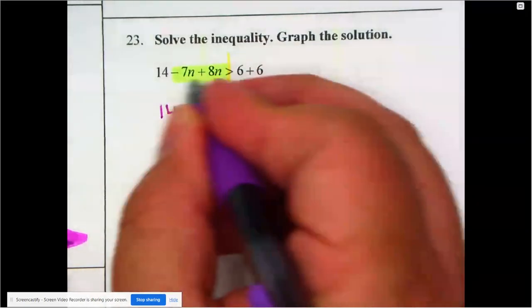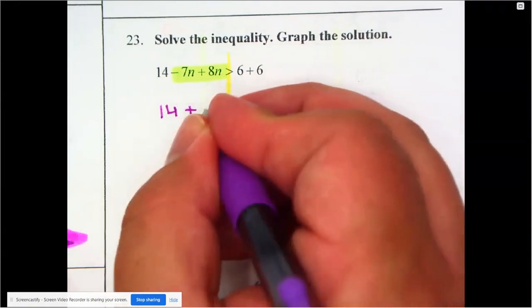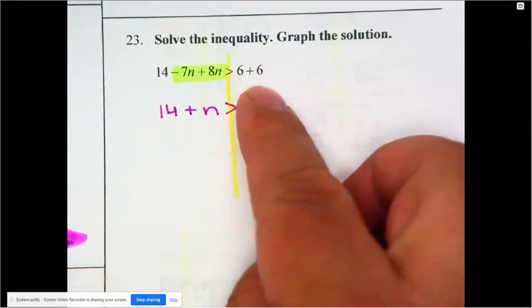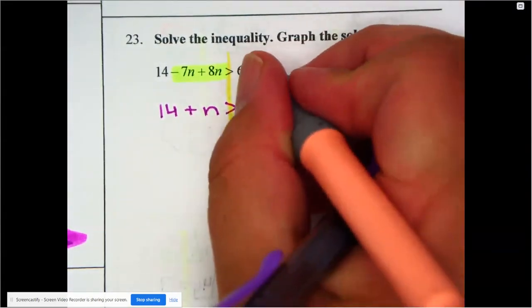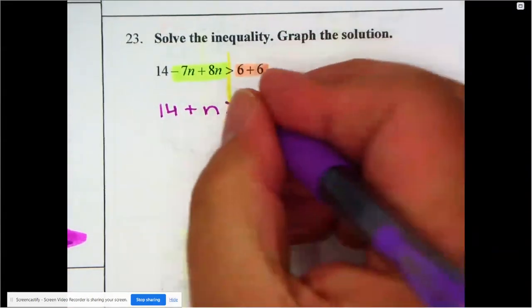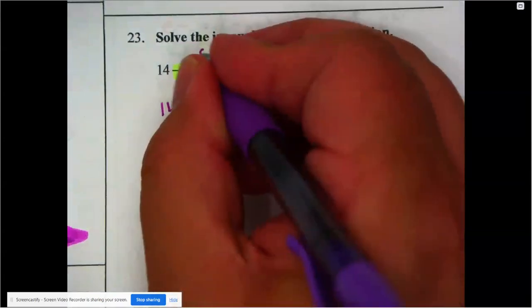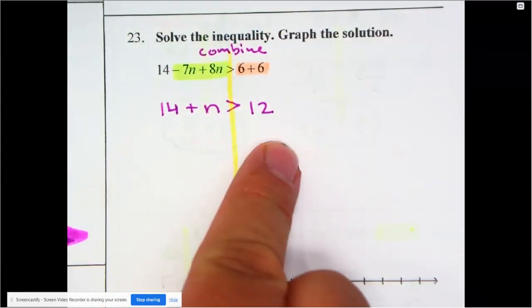So the combination of these 2 yellow ones, -7 and +8, is +1n, is greater than, but then when you look over here, you don't leave it as 6 plus 6. We could do basic math. 6 plus 6 is just 12. It would look like a very tough problem with combination, because that's what we do. We combine like terms. Look how easy it gets now.